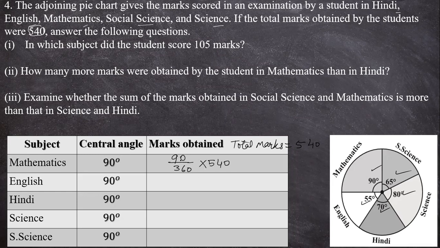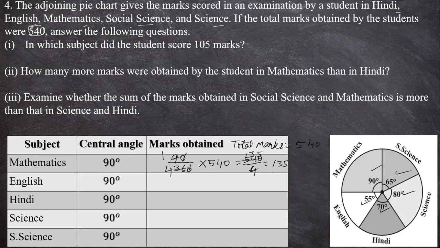Okay, so now here 0 to 0 cancel out. 9 ones are 9, 9 fours are 36. So it is 540 upon 4, which can be further simplified. 4 ones are 4 and 5... 4 threes are 12, 4 fives are 20. So 135. Okay, now similarly here also we'll simplify.